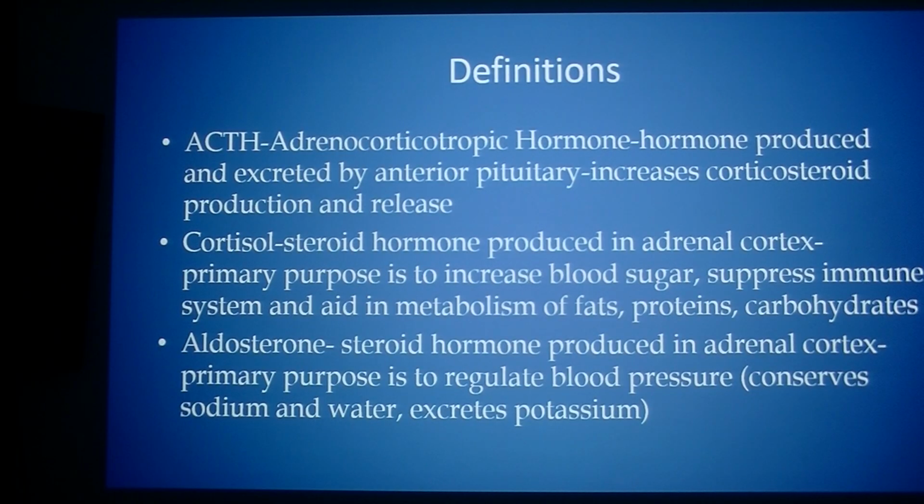So ACTH, adrenocorticotropic hormone. It's a hormone produced and excreted by the anterior pituitary, which increases corticosteroid production and release. Cortisol is a steroid hormone produced in the adrenal cortex, whose primary purpose is to increase blood sugar, suppress the immune system, and aid in the metabolism of fats, proteins, and carbohydrates. Aldosterone is a steroid hormone produced in the adrenal cortex, whose primary purpose is to regulate blood pressure. It does this by conserving sodium and water and excreting potassium.